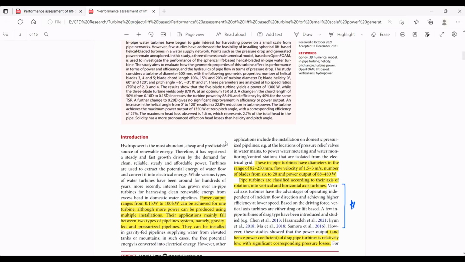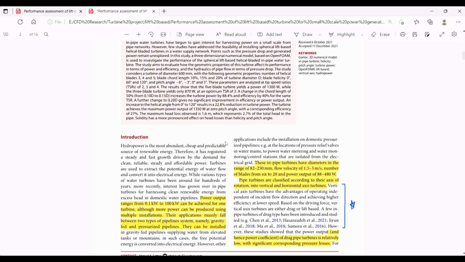electricity. And these turbines can have diameters that range from about 82 to 50 millimeters, and the flow velocities can vary from 1.5 to 3 meters per second, and the number of blades could range from about 6 to 20, and the power output can range from about 80 to 480 watts. And the pipe turbines in general are classified in two categories. First one would be the horizontal axis turbines, and second one would be the vertical axis turbines.